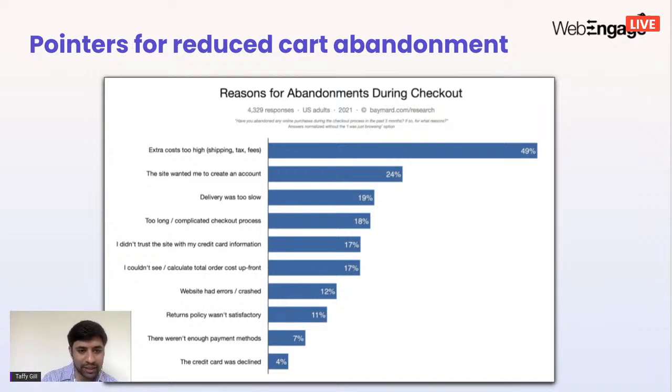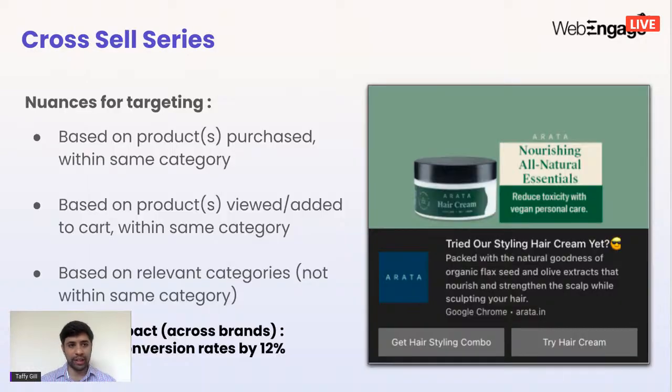Now there could be some other aspects, like I don't trust the site with my credit card information. So if you prominently display the logos that highlight the fact that the website has a very secure payment system, that's going to go a long way in ensuring that we get more purchases rather than more carts that are waiting to be completed. So you can just go through the other set of reasons also. So there weren't enough payment methods, the credit card was declined. Something along those lines can also be addressed to ensure better conversions. I'll move on to the next slide now.